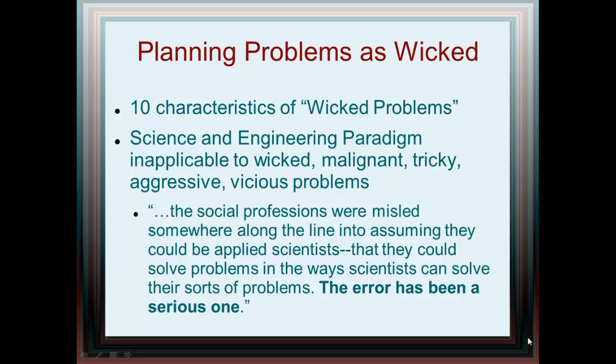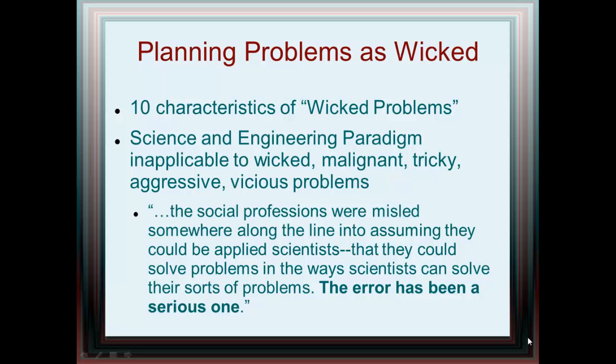All right, so at this point, the authors then give 10 characteristics where they describe our wicked problems. I'm not going to go through all of them, but they are the defining characteristics. But basically what is more important to take out of this is that these are all part of the social science problems. And it's as if we're applying the paradigm of science and engineering with simple or more basic questions and answers to these more wicked, malignant, tricky, aggressive, vicious problems. And the article goes on to define how they're using all those terms as well.